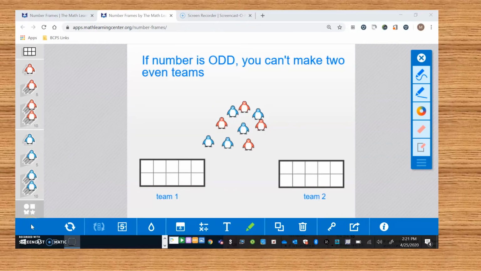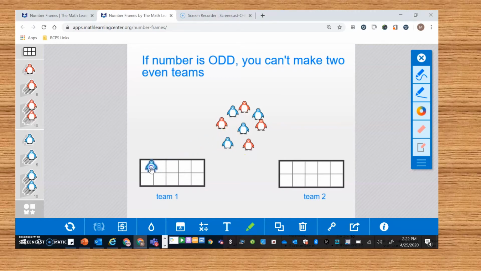So let's look at odd numbers in making teams. We have to understand that if a number is odd, you will not be able to make even teams. So we're going to take the same model that we had from our even numbers, where we have our friends, penguins that want to play basketball, and they want to break into 2 teams. So we have a total of penguins here, and this time we have 9 penguins. Okay, so let's see if they can break into 2 teams.